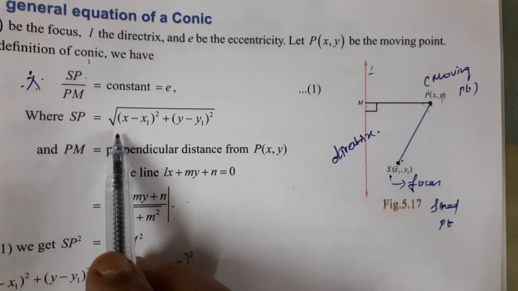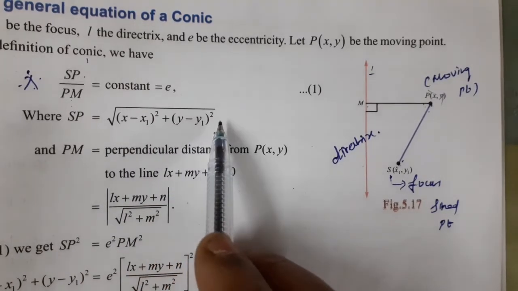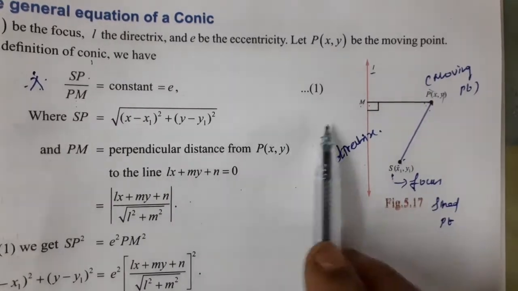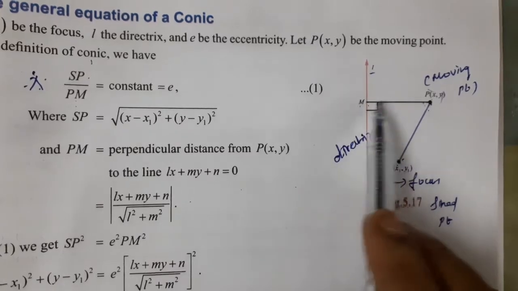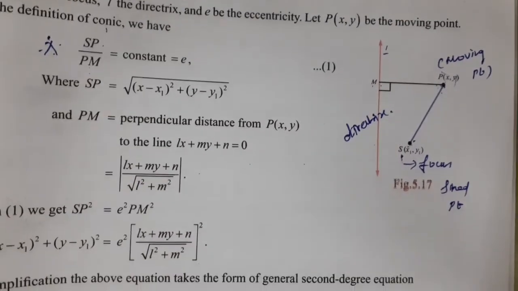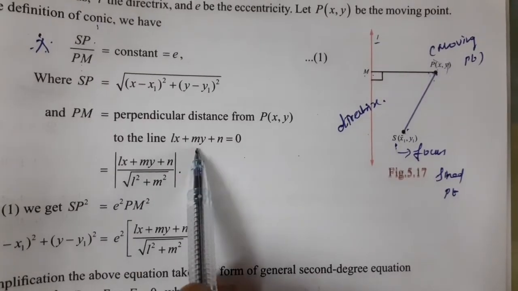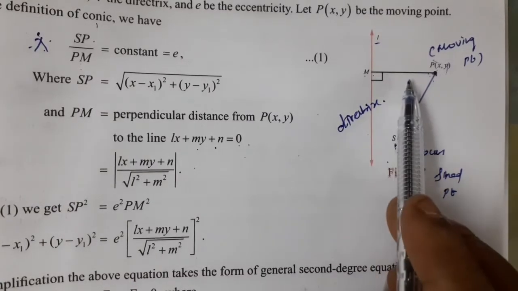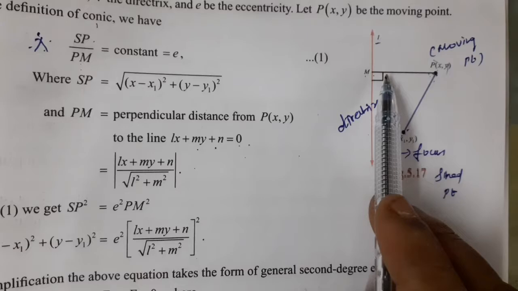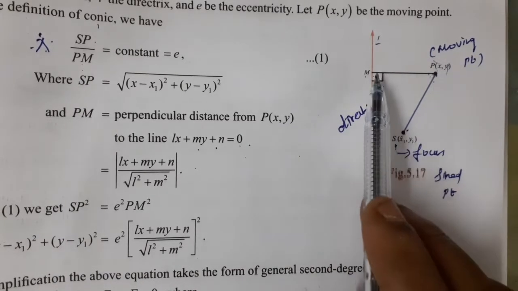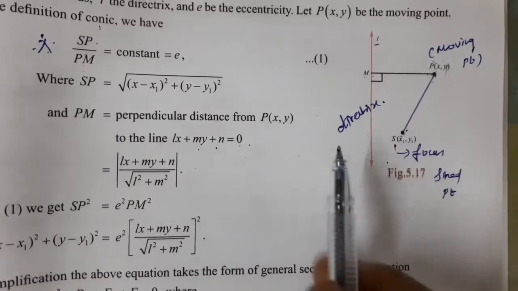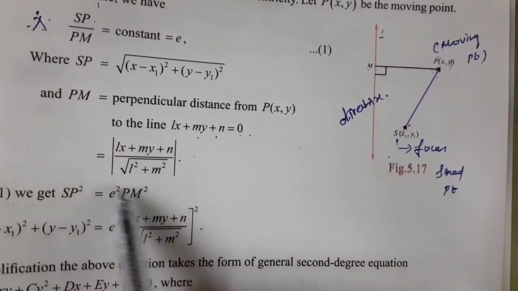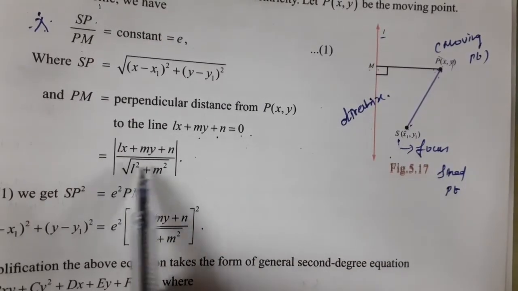Then SP, applying the distance formula, is the square root of x minus x1 the whole square plus y minus y1 the whole square. PM is the perpendicular distance from the point P of x comma y to the line Lx plus My plus n equal to 0. That is the modulus of Lx plus My plus n divided by the square root of L square plus M square.